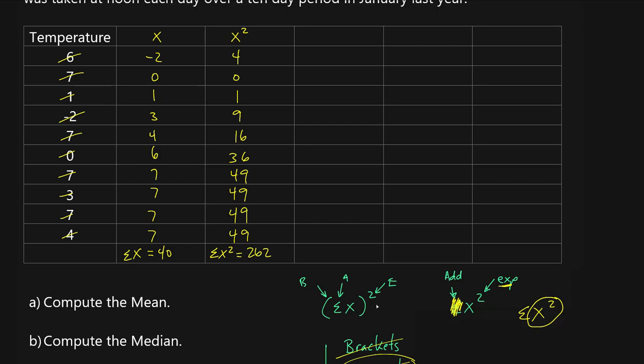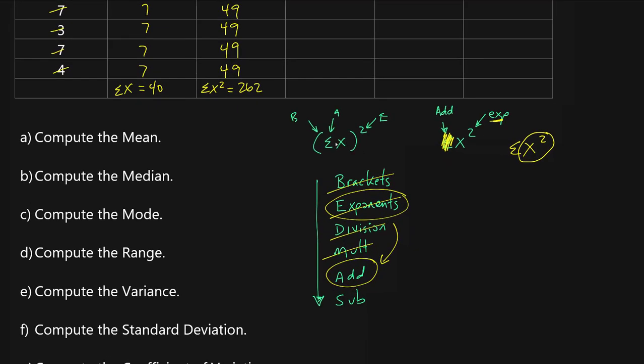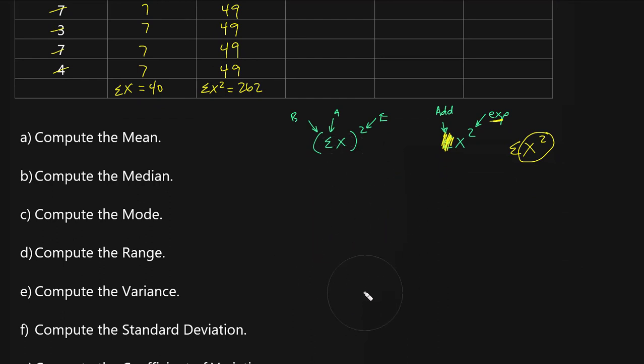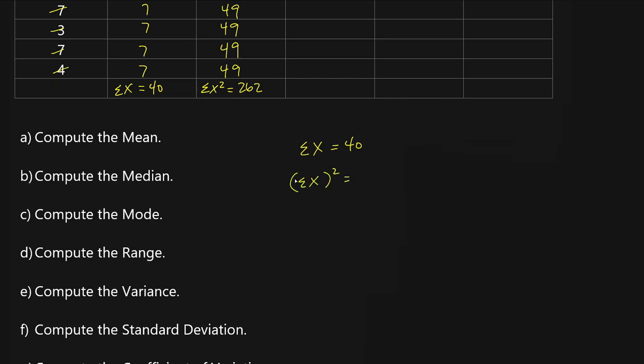If I had tried to work out the sum of x in brackets squared, this is what I would have gotten. Let's just clean this up a little bit. The sum of x, we know, is 40. And so if I wanted the sum of x squared in this way, within brackets, it's just 40 squared. That's 1600. Let me make that a little more clear. This is my sum of x, which is 40, square that, and I get 1600. Obviously, this is very different from 262.